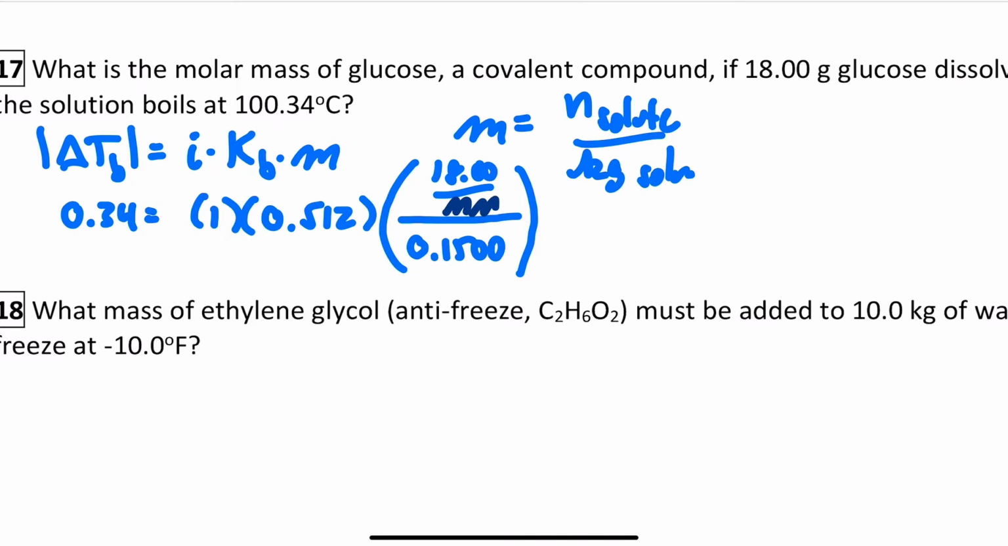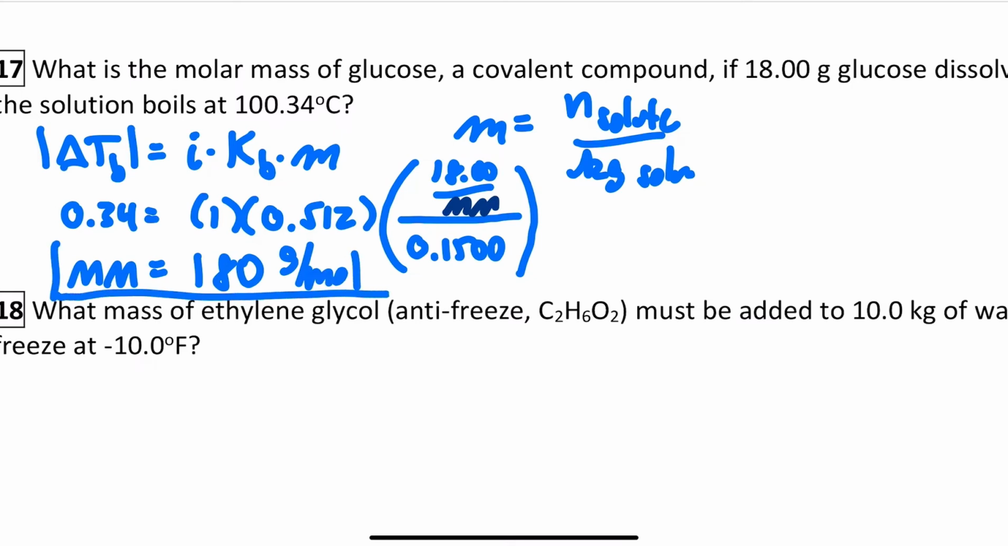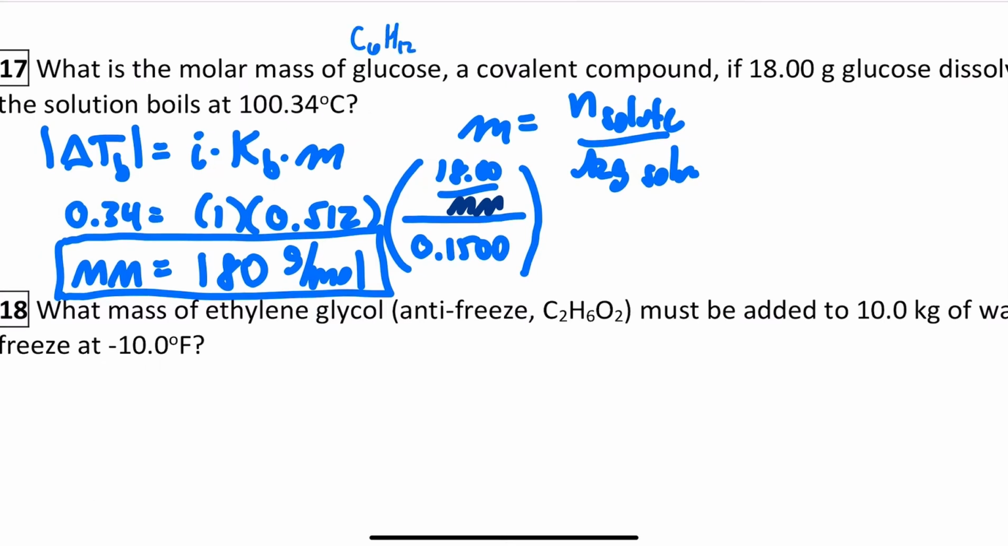You take out a calculator, you do the math, you get a molar mass of 180 grams per mole, which, if you remember the formula of glucose, it is actually C6H12O6.